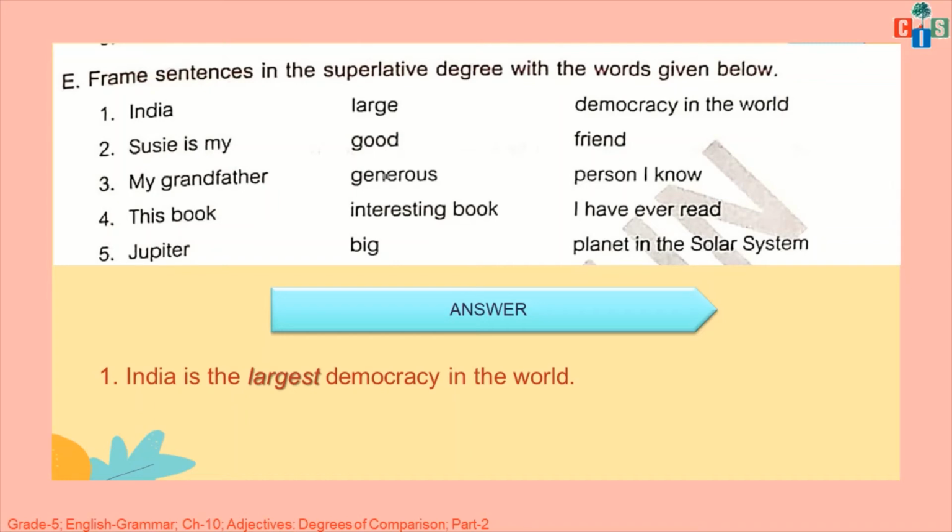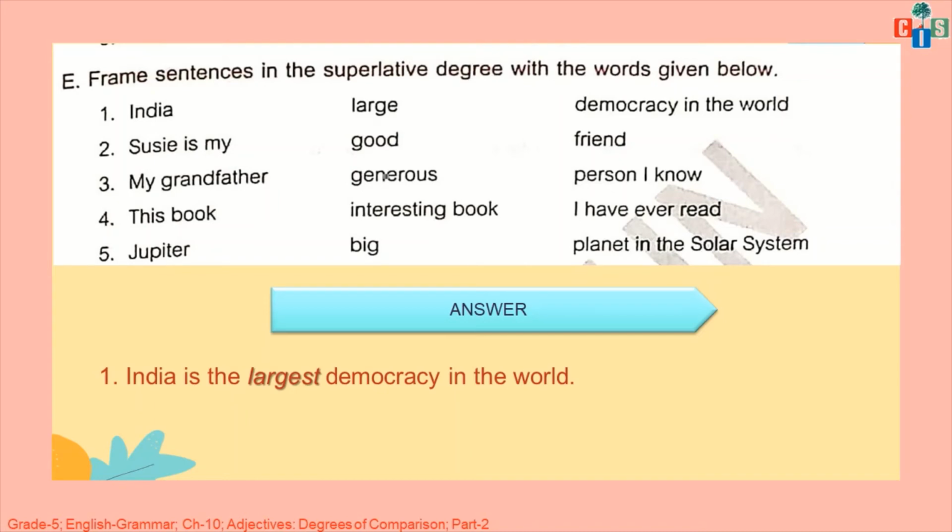Can we add est in this word? Goodest? No. What else? I told you in the last video that a few words will change their form. Totally they will change their form. So it will be good, better, best. When it comes in superlative degree, it will change into best.